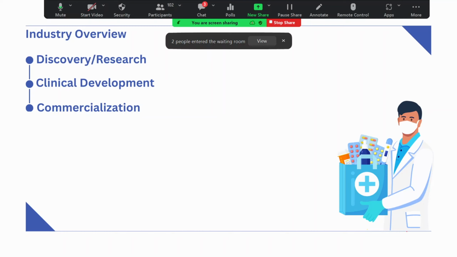Developing a new drug, biologic, or medical device is a time-consuming and costly process. It can take a span of 10 to 15 years and can cost millions, if not billions, of dollars to bring a new product to the market. The entire life cycle can be broadly categorized into three stages: discovery and research, clinical development, and commercialization.